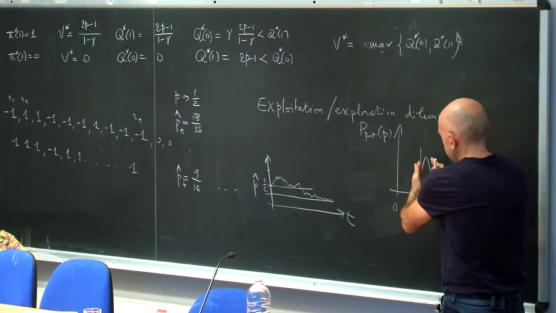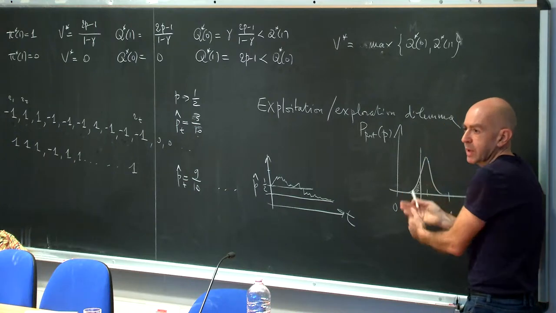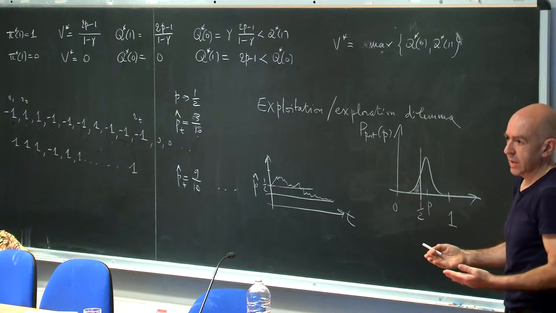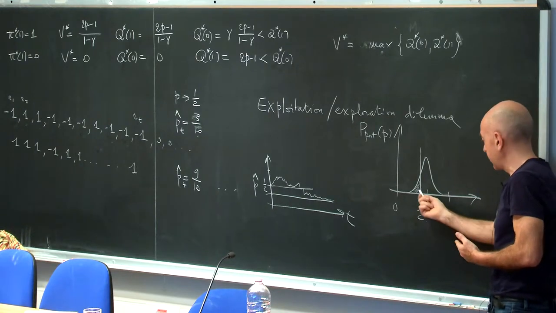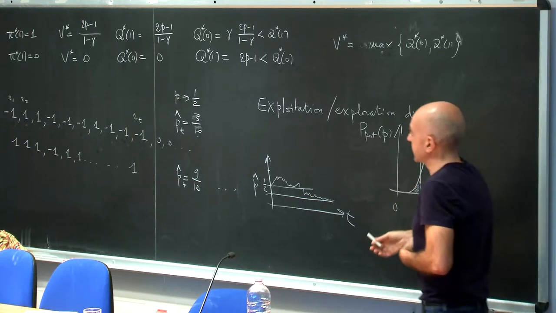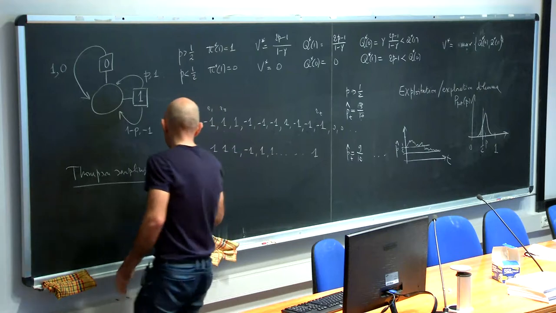And of course, as this process goes on, this distribution narrows and you will be less and less exploring. But you always do, because there's always a little tail here. This is one possibility. So this is Bayesian. This is essentially Bayesian in spirit.